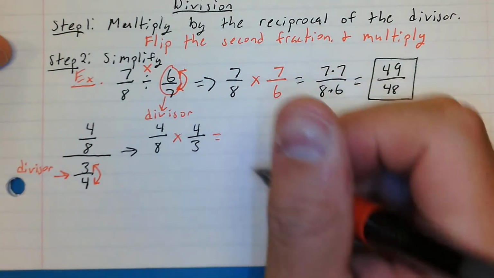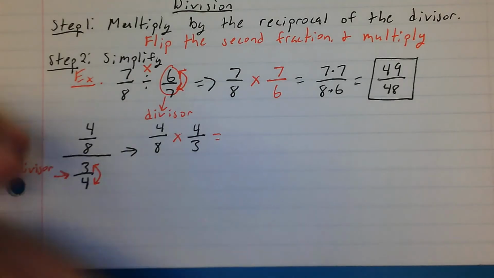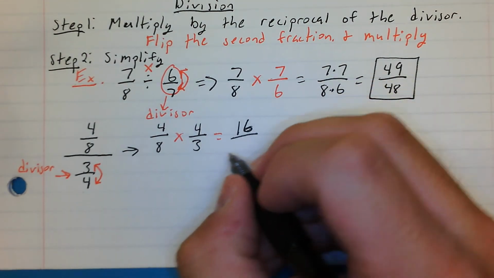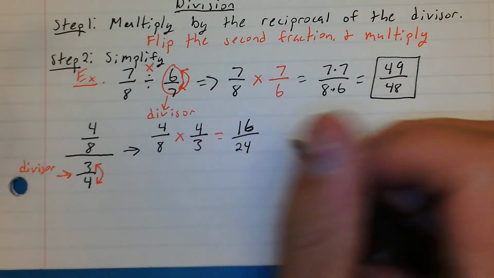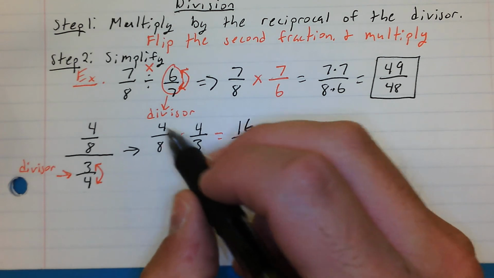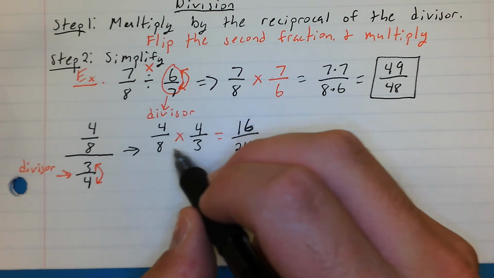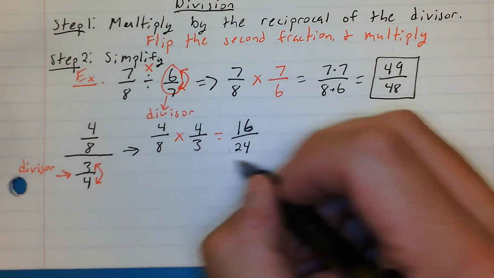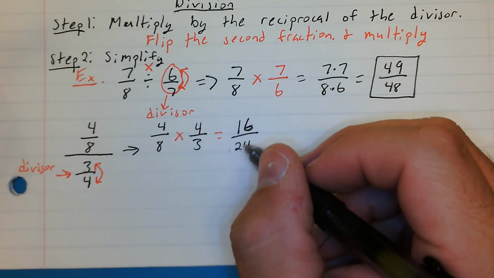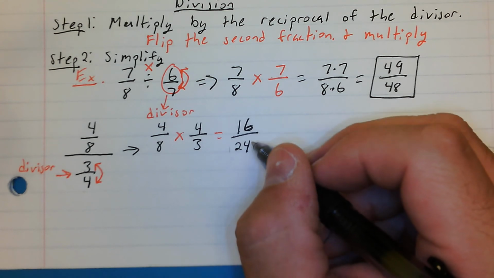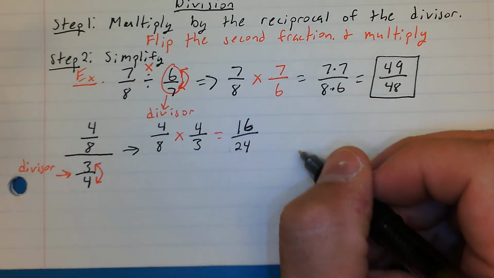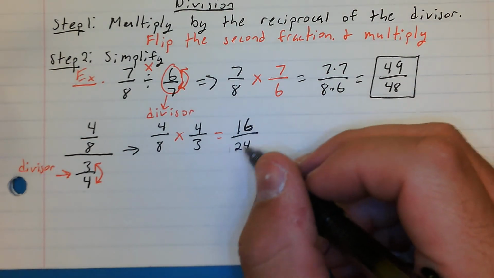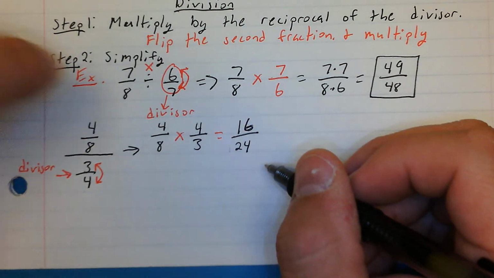So top times top would be 16. 8 times 3 is 24. Bottom times bottom. Top times top. Bottom times bottom. 4 times 4 is 16. 8 times 3 is 24. From here, I can simplify this. So I need to find what the greatest common factor is. I could probably just divide by 2 and divide by 2 and so on and so forth so I get the answer. But these numbers are small enough, I should be able to find the greatest common factor.